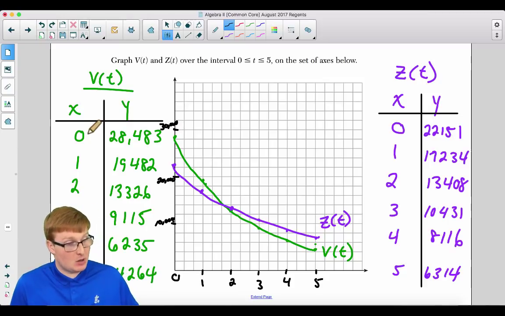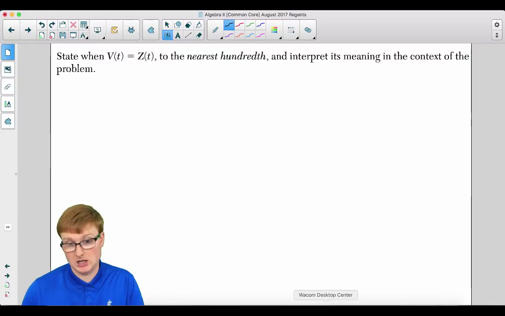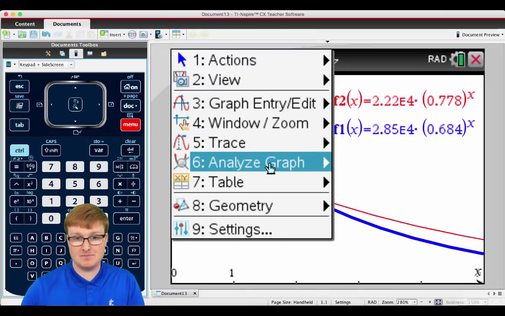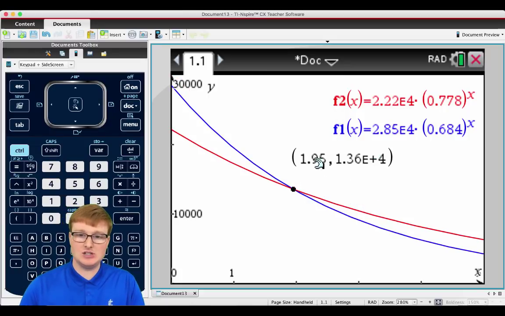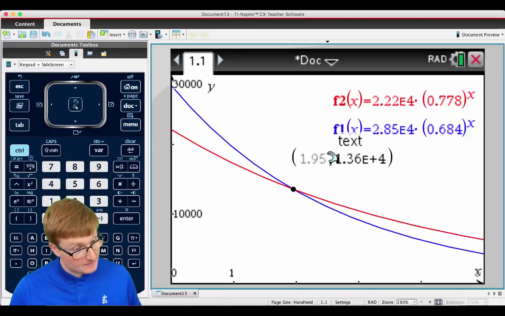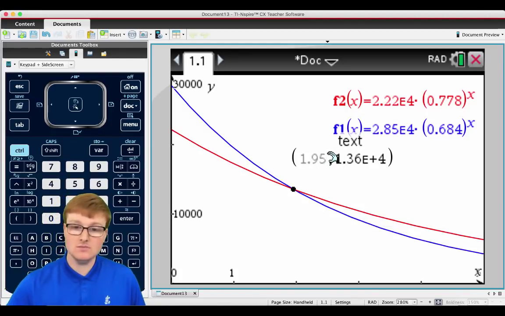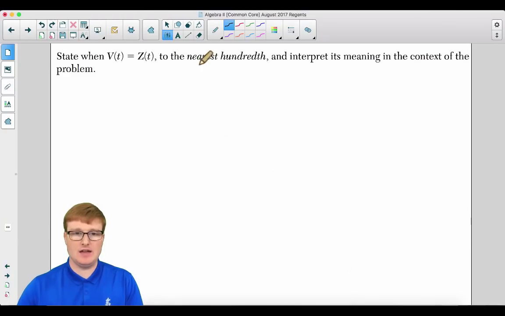But I have to do it for the next part because it says here, state when v of t equals z of t to the nearest hundredth and interpret the meaning in the context of the problem. Well, I actually need to do menu, analyze graph, intersection, click before and after. And this, ladies and gentlemen, is what they're looking for. They're looking for the x value because they're asking you for the time. Actually, are they asking for the time? Yes, they are. So your answer is 1.95. So you're going to say that t is approximately equal to 1.95.